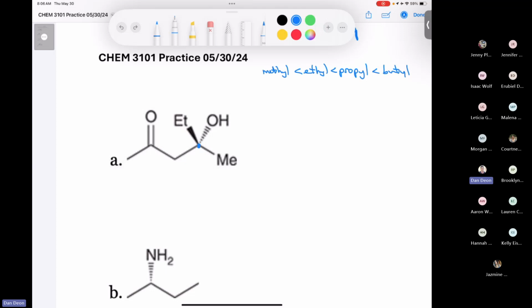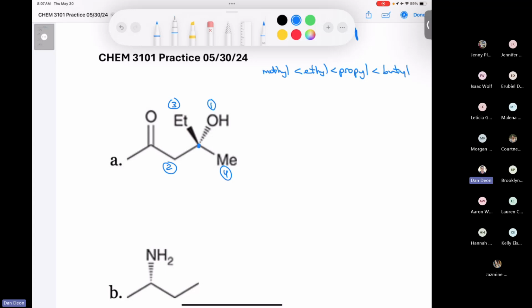And so if we prioritize our groups, we have 1 for the hydroxyl, 2 for this group over here, 3 and 4. So our methyl is the lowest priority group. There are 2 ways you could approach this problem, because the lowest priority group is not in the back, and it's not in the front, it's in the plane of the page.